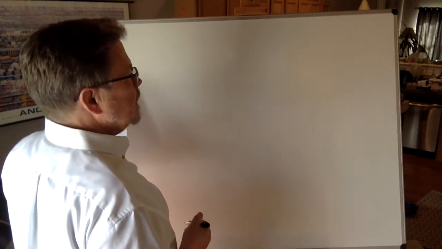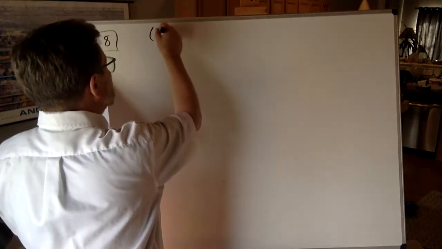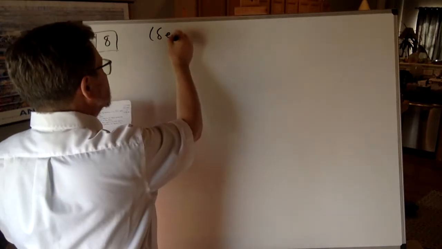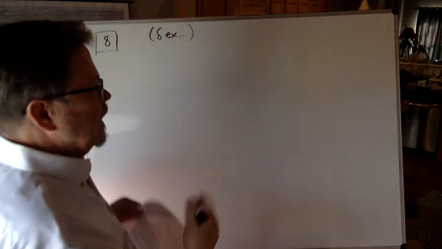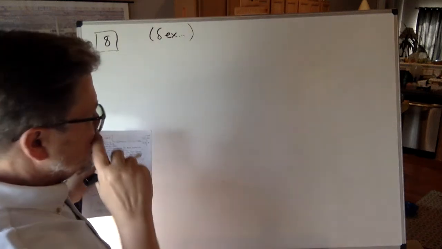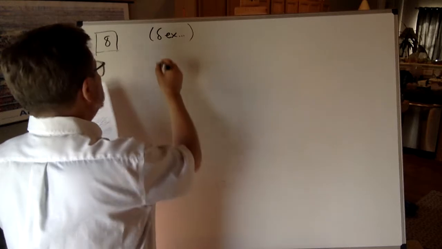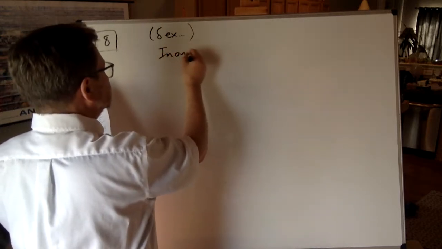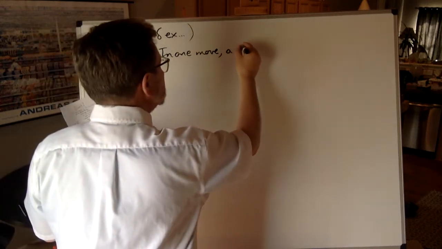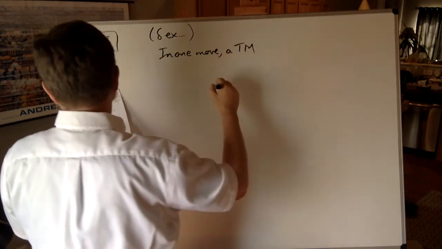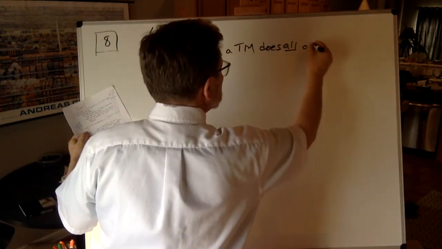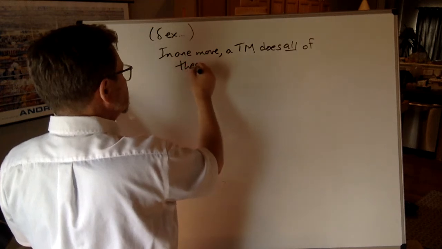We are looking at Turing machines. In fact, I was doing an example of what little delta might do to a machine. The little delta example, I had a before and after. We had configurations, a computation. Here's sort of a summary of what little delta tells us to do. In one move, using our little delta mapping, a Turing machine does all of these things.